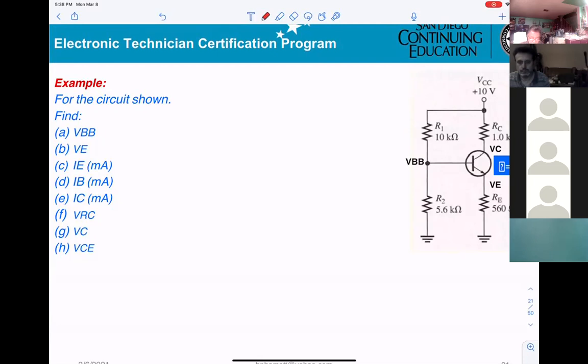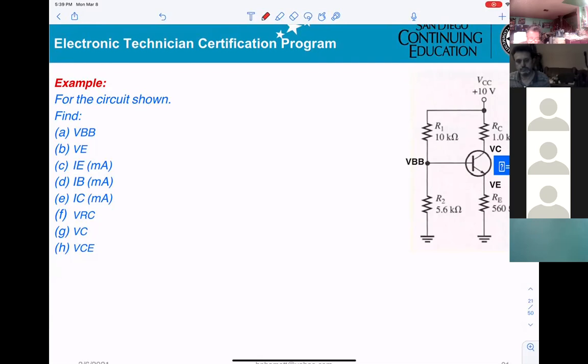Also, would there be a way that you could go over AV voltage gain? Now, you're talking about AC, right? I believe so. It was in a homework question, and I didn't understand it, so I was just wondering if you could go over it.